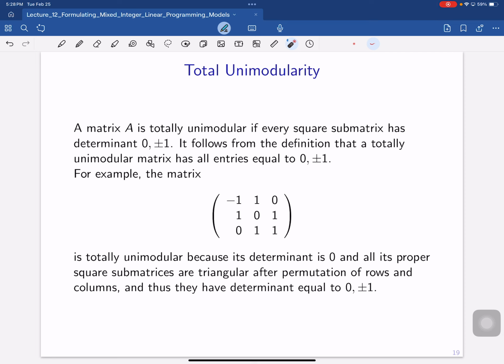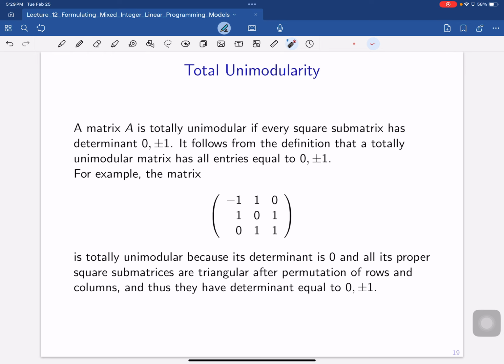So here is an example of a totally unimodular matrix. If you take any square submatrix, let's say we take the first 2 by 2, the determinant you can calculate very quickly. It's -1. So if you take any square submatrix, the determinant is 0, 1, or -1.